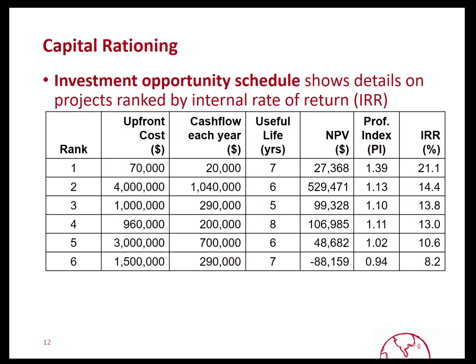Now, companies may often have a table, such as this one, called an investment opportunity schedule, which shows all the different projects that are being looked at, shows their upfront cost, their cash flows in each year, their useful life, the NPV, and they're ranked by either using the Profitability Index or by using IRR. Notice that Profitability Index and IRR give you the same ranking.